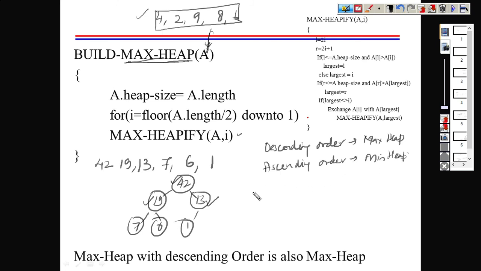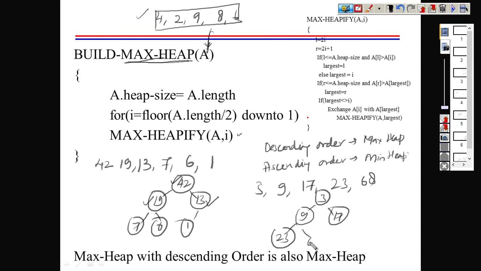What does it mean? If I have a sequence like 5 9 17 23 68, in that case if I make a tree 5 9 17 23 and 68, here you can see that this is a min heap, because every parent node has a smaller value than its child.